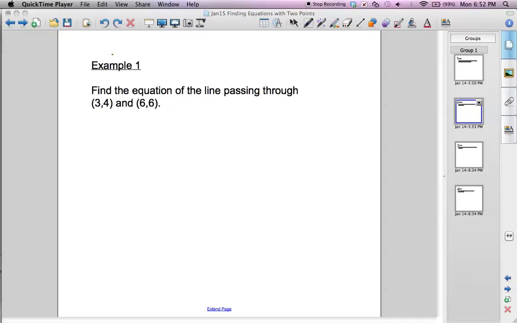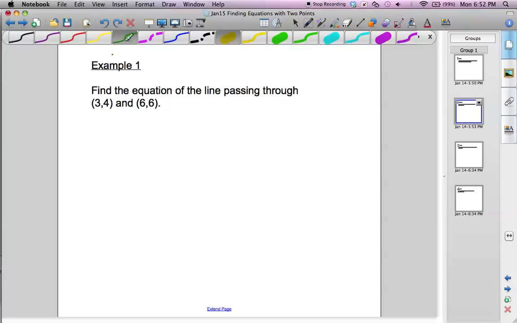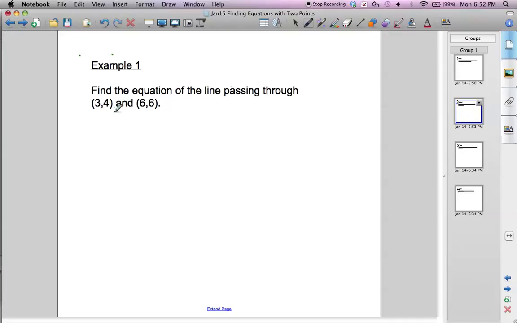Hello, this is Mr. Collier, and today we're finding the equations of lines given just 2 points on the line. Remember, the equation of a line looks like y equals mx plus b, where m is the slope and b is the y-intercept. So those are the two things that we need to find. We aren't given either one of those in the equation. We're given 2 points, and we're expected to find the slope and the y-intercept.